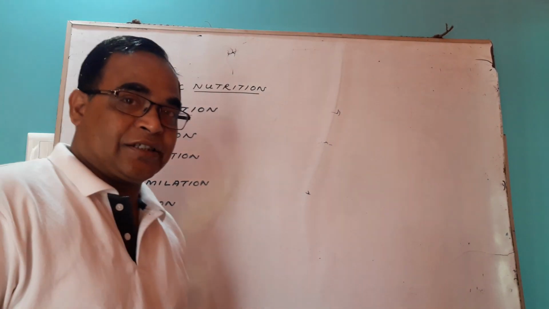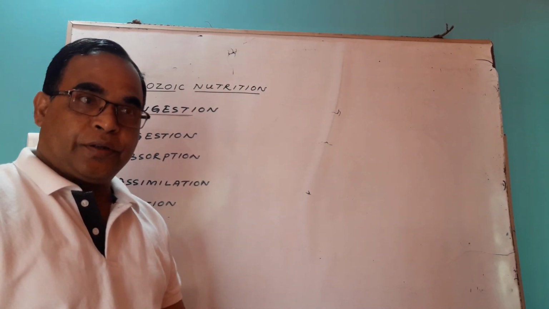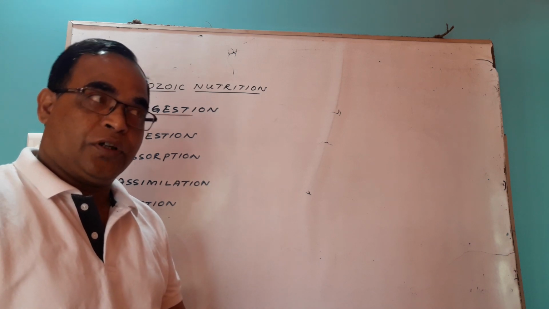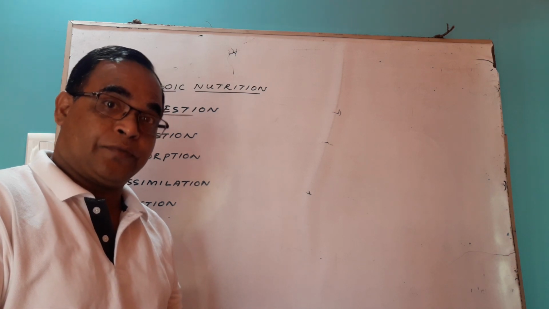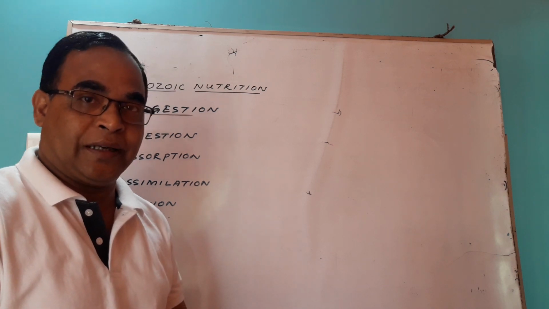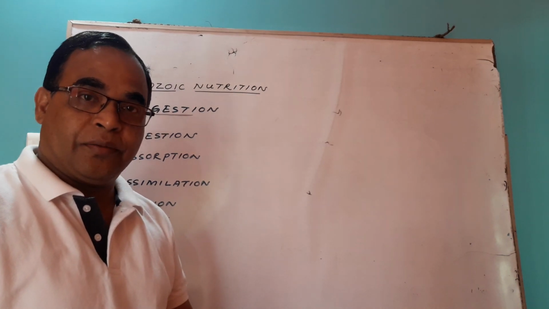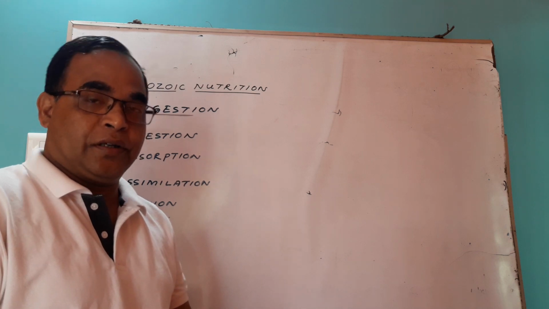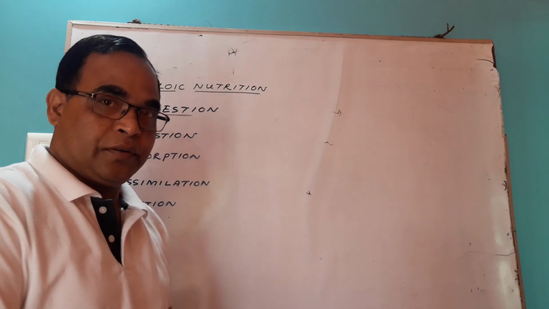In our last discussion, we discussed different types of nutrition. Autotrophic nutrition is performed by green plants, algae, and some bacteria. Autotrophic nutrition is of two types: photosynthetic nutrition, that is photosynthesis done by the green plants and algae; and chemosynthetic nutrition, that is done by some bacteria like Nitrosomonas, sulfur bacteria, etc. Heterotrophic nutrition has three different types.